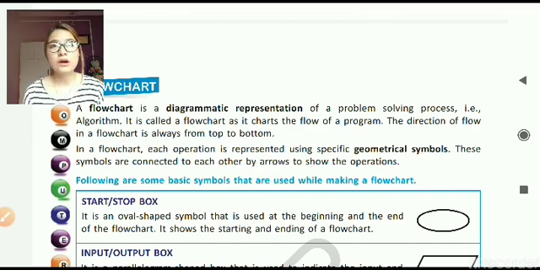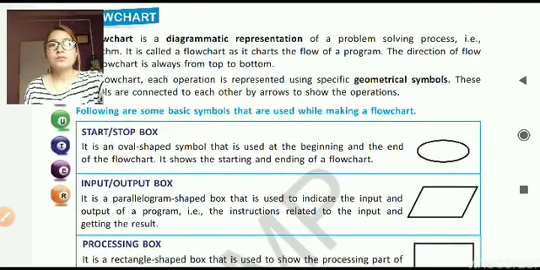Now in a flow chart, each operation is represented using geometrical symbols. There are different geometrical symbols. These geometrical symbols represent each operation of a problem. These symbols are connected to each other by arrows to show the operation. Now we'll see what these symbols are.